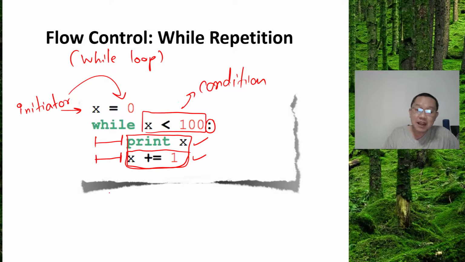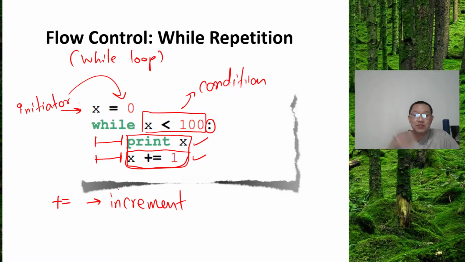This plus and equal sign is used for increment. It means the value of x will be increased by 1 each round. So if it is 0 now, then it will be 0 plus 1, so it is 1. Next round it will be 1 plus 1, which is 2. Next round 2 plus 1, which is 3. Next round 3 plus 1, which is 4, and so on, until the condition over here is wrong and the loop will finish.